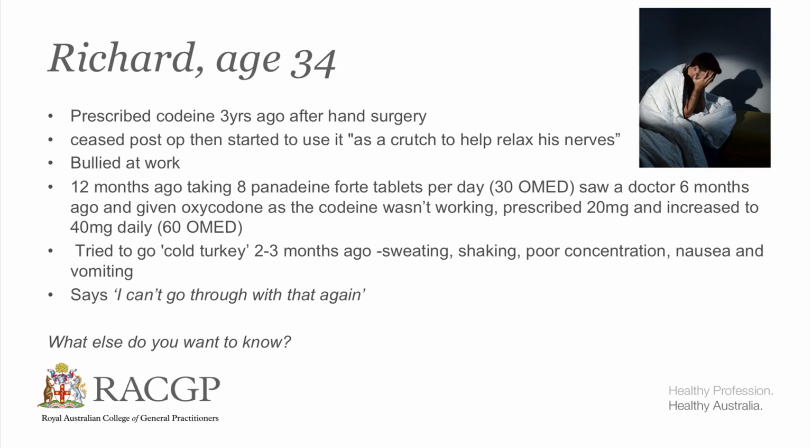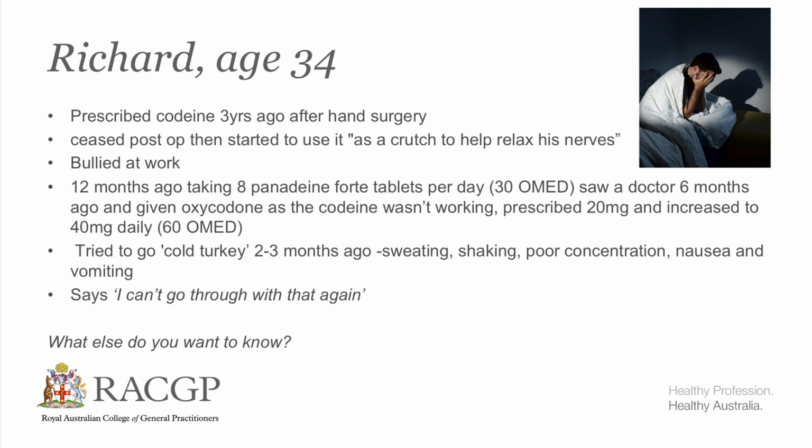So let's come to Richard, 34 years old, who was prescribed codeine 3 years ago after hand surgery. He ceased it post-operatively, but then started to use it because he found it helped to relax his nerves. He'd been bullied at work. He'd been having a really tough time at work. 12 months ago, he was taking 8 Panadine Forte tablets a day, so around about 30 oral morphine equivalents. And he saw another doctor, so he was getting those. He'd worked up from the codeine, the Nurofen Plus, up to the Panadine Forte.